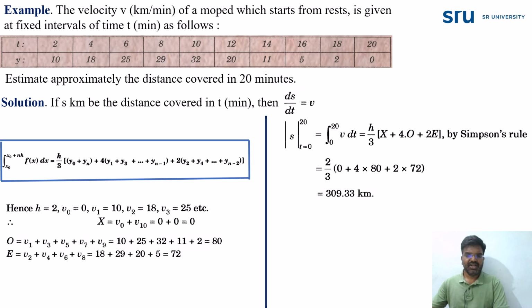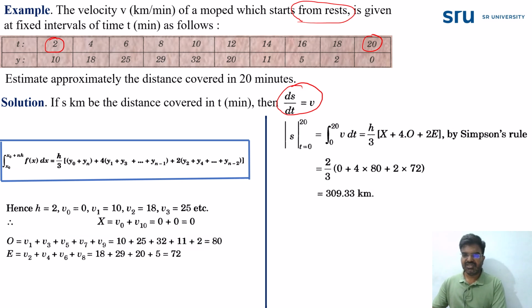Already we know the relation between displacement and velocity. The rate of change of displacement is velocity, so ds by dt equals v. Integrating on both sides, s equals the integral of v dt. Now the integral limits are 0 to 20. Don't get confused: your time starts from 2 in the table, but in the integration I have written 0 to 20. You have to observe the statement that the moped starts from rest, so you have to consider time from 0 to 20.